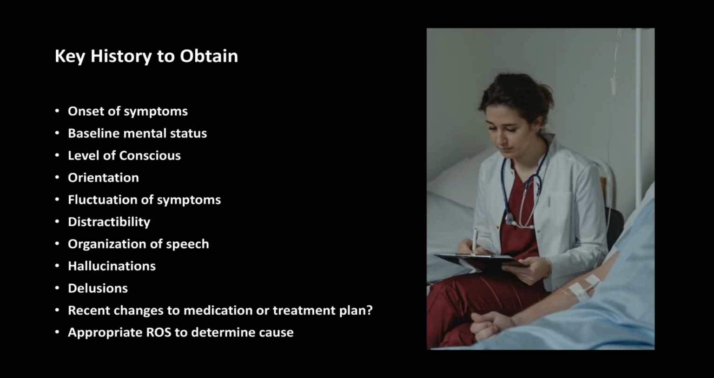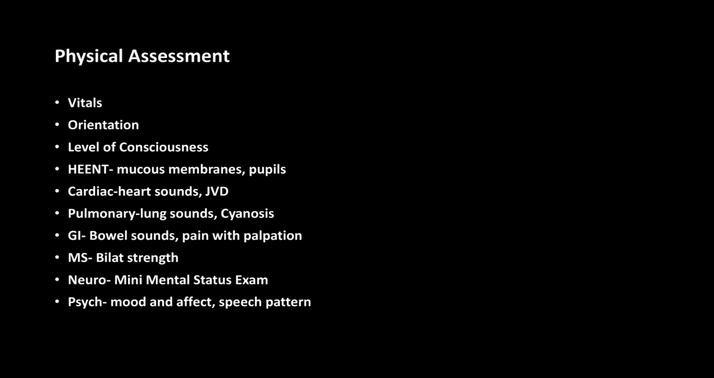Key history includes onset of symptoms, baseline mental status, level of consciousness, orientation, and symptom fluctuation. Assess distractibility, speech organization, hallucinations, delusions, and recent medication changes. Physical assessment should include vitals, orientation, consciousness level, and system-specific exams. Evaluate mucous membranes, pupils, heart sounds, lung sounds, bowel sounds, muscle strength, and perform mental status and psychiatric evaluations.